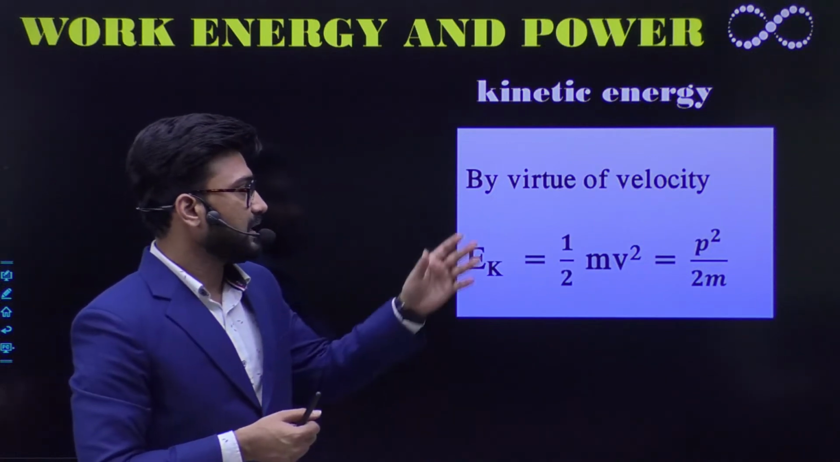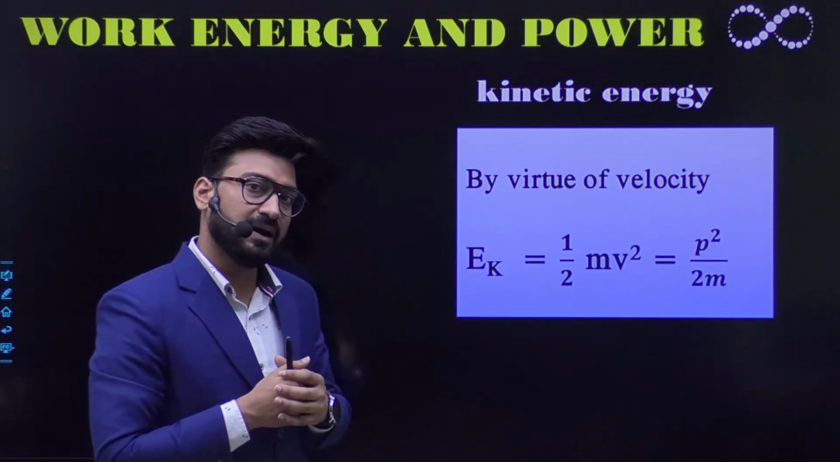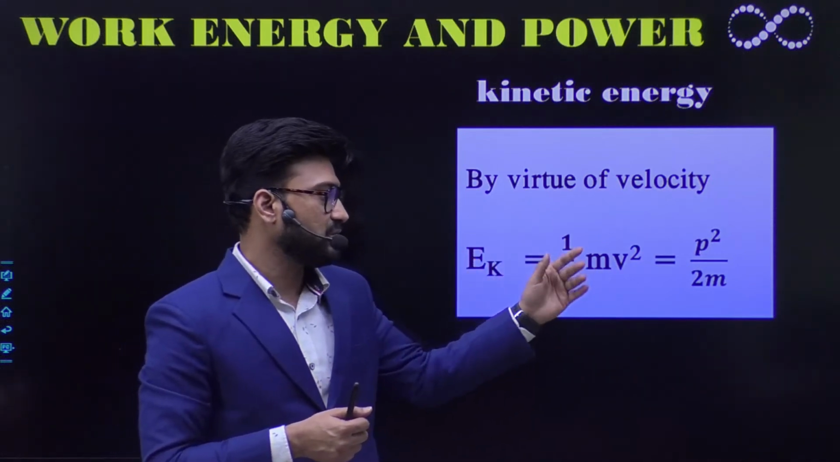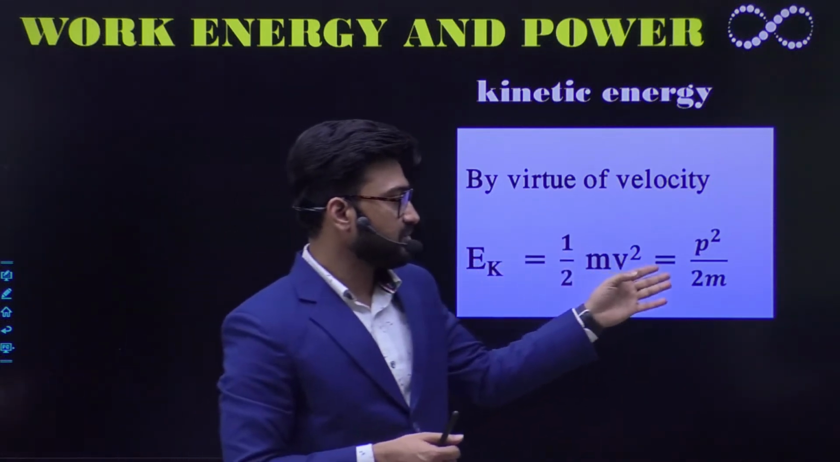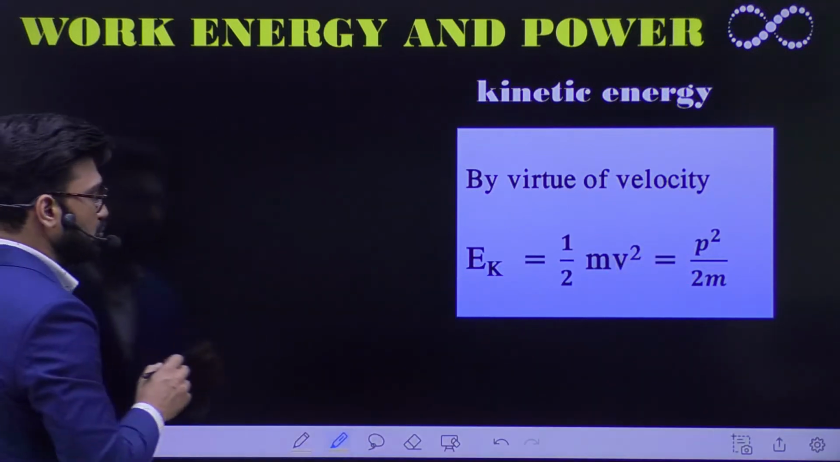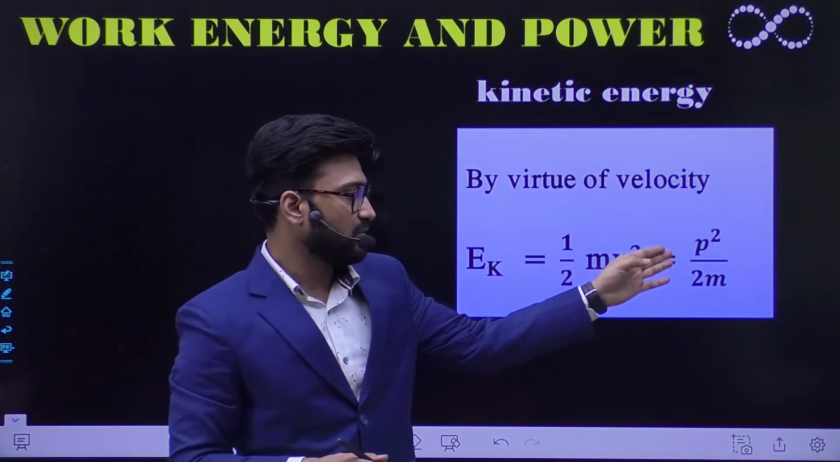Now the next aspect that you must learn about the work energy chapter is kinetic energy. It is energy possessed by a body by virtue of its motion. It is given by the relationship half m v square, and in terms of momentum it is given by p square by 2m. You must remember this relation because so many times the question comes in the form of p square by 2m.